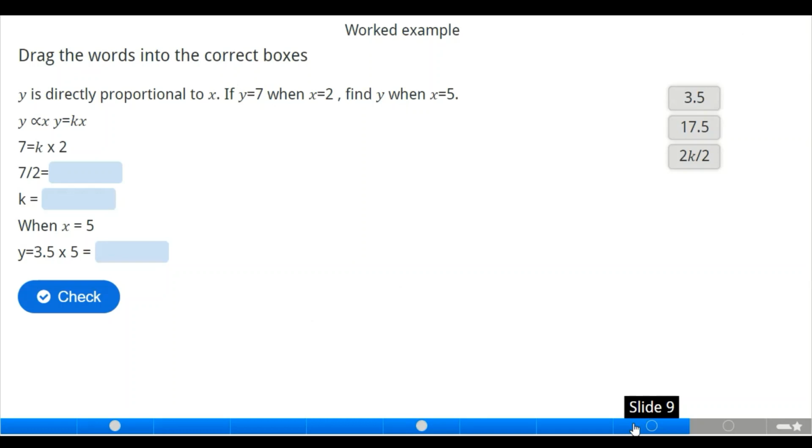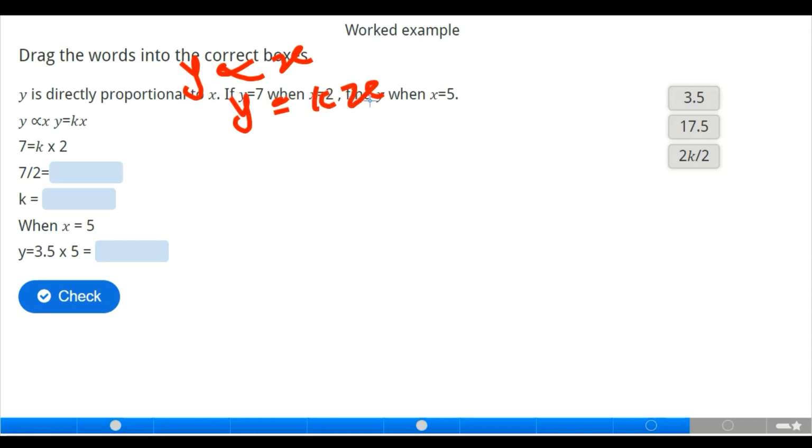I'm going to be looking at it together. y is directly proportional to x. So if y equals 7 when x equals 2, find y when x equals 5. What we need to do here is change it to a direct proportion. So y varies directly as what? As x. We change this sign to k because that's the proportionality sign. So we have y equals k multiplied by x, which is kx.